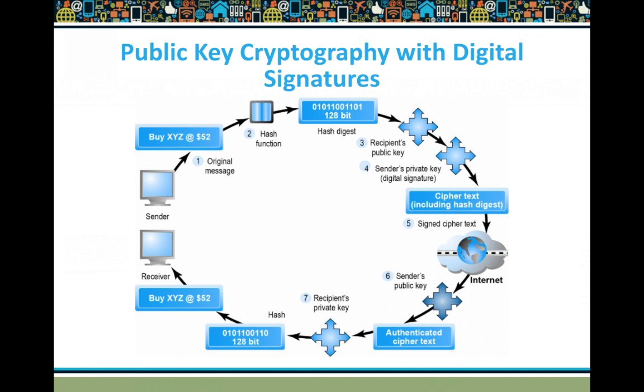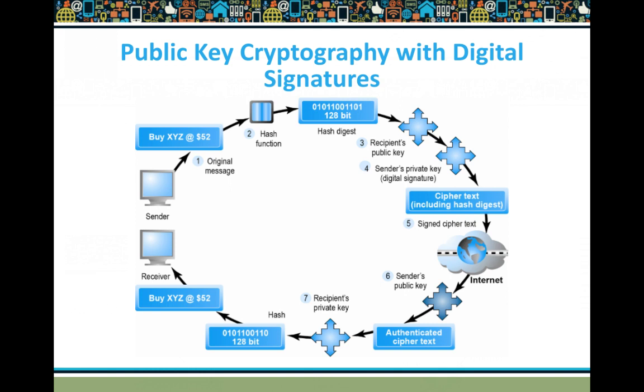So this is a diagrammatic representation of public key cryptography with digital signatures. So we have the original message that is sent by the sender, XYZ at $52. Then we have a hash function. Now this hash function will be generating a hash number, a fixed length hash number. So that is there.